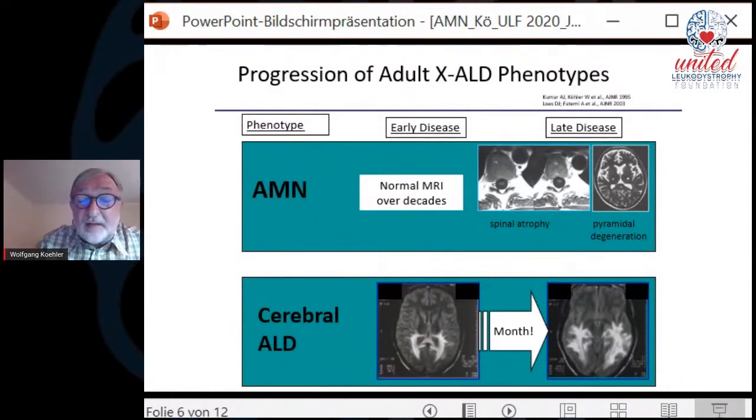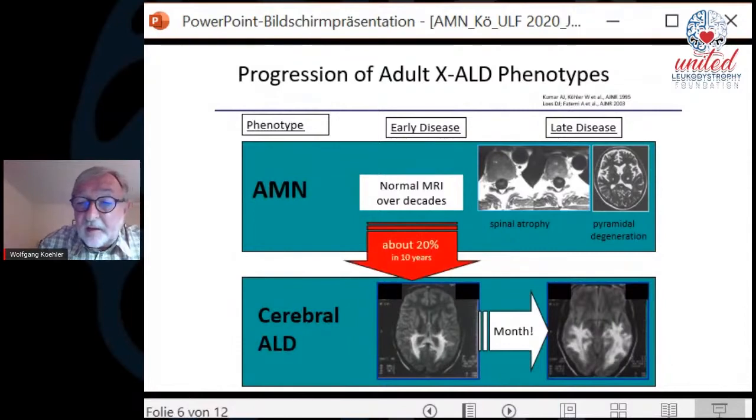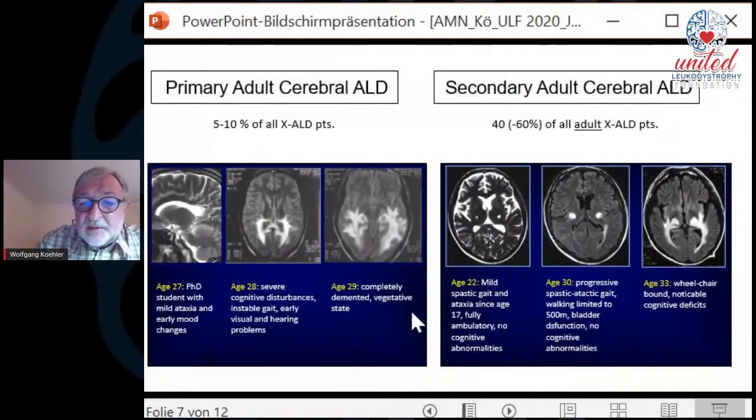So if you have the AMN, it's progressing over the decades. But if you have the cerebral ALD, it's progressing over months. And the problem is that one is going to the other form. So I give you some examples here.